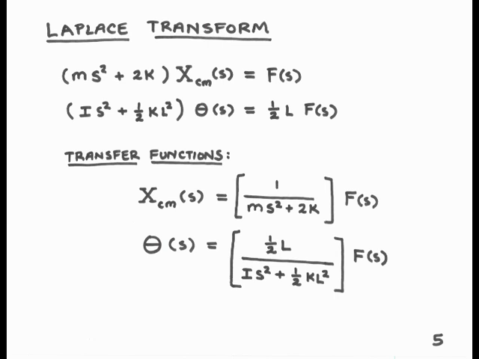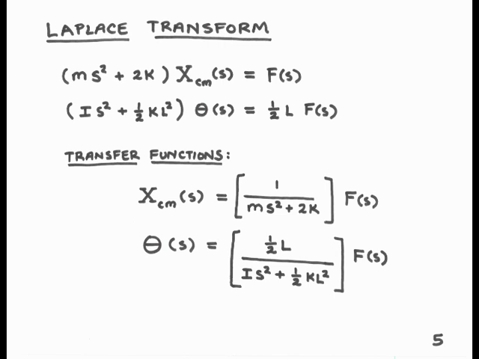So now we'll Laplace transform these differential equations, and for that purpose we'll assume that all initial conditions are zero. And after we Laplace transform, we'll find (ms squared plus 2k) times xcm equals F of s, and (Is squared plus 1/2 kl squared) times theta of s equals 1/2 l F of s. Then we'll divide through by the terms multiplying xcm of s and theta of s on the left-hand side and find our transfer functions. So xcm of s equals 1 over (ms squared plus 2k) times F of s. And so the term in the square brackets is our transfer function between input force F and output displacement xcm.